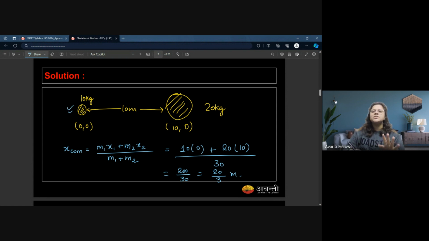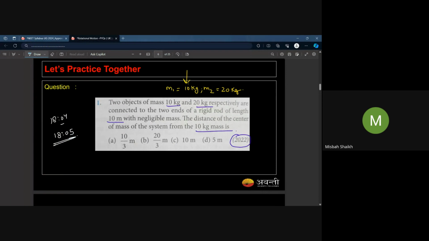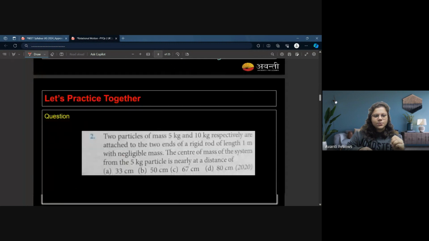Just for instance, if you have to calculate the distance of center of mass from 20 kg, I guess you now get the idea of how we are going to solve that. We put 20 kg first, mark it as origin, and then we will do the calculation. Is that fine? Mark the correct option. Exactly, it would be 20 by 3 meter. Let's come to the next question.